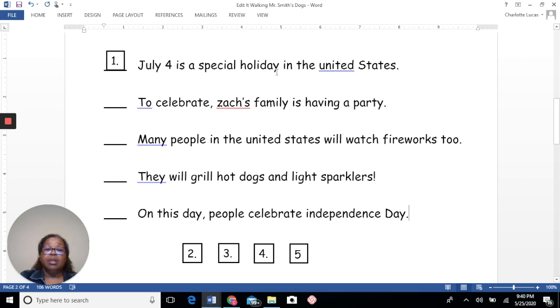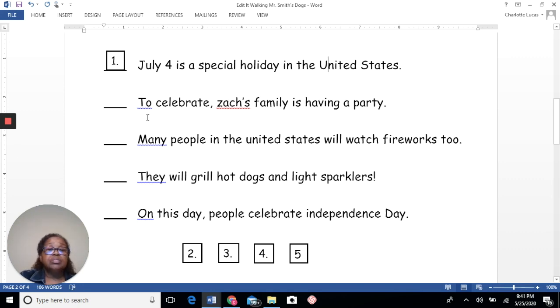July 4th is a special holiday in the United States. Guys and girls, when we are talking about a place, states of the United States, or when we're talking about our country, the United States, the country has to be capitalized. So United States is a country, we have to capitalize it. So that has to be a capital U, United, and States. We actually would normally say United States of America, but we can say United States, that's fine. So July 4th is a special holiday in the United States. Very good. So I think we got all the punctuation on that one correct.